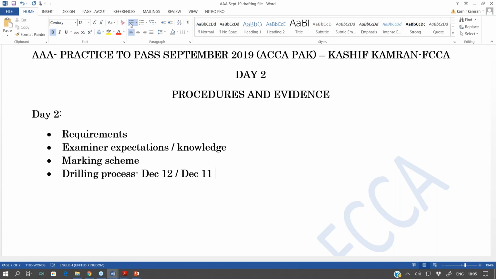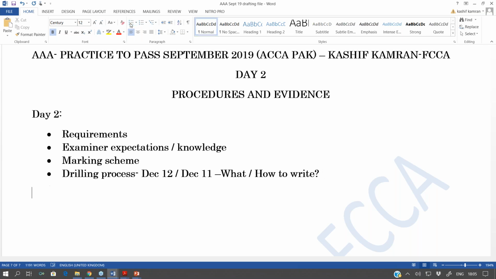Obviously, all of you should be aware of the marking scheme. I need to emphasize how many marks you get when you write procedures and how many marks you get when you write evidence. And finally, we need to look into the drilling process, attempting exam questions so you know how to write and what to write. So what and how to write will come into the drilling process.